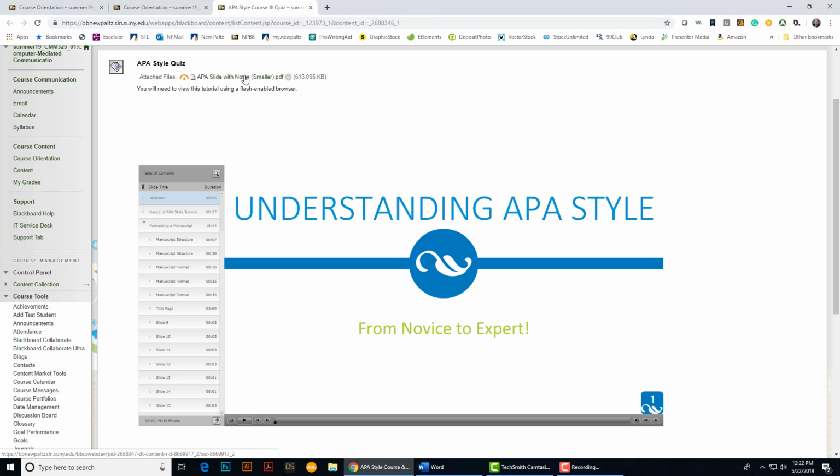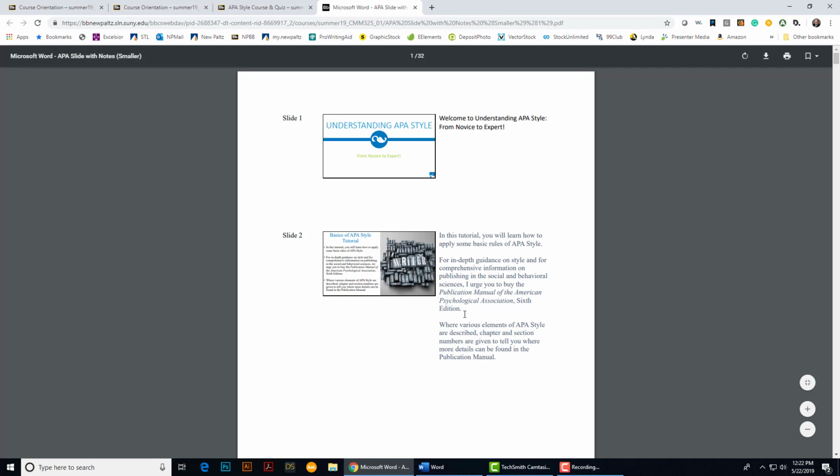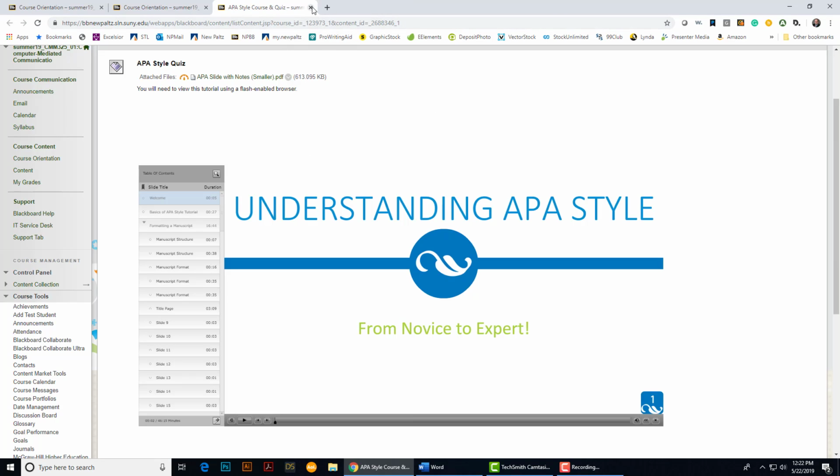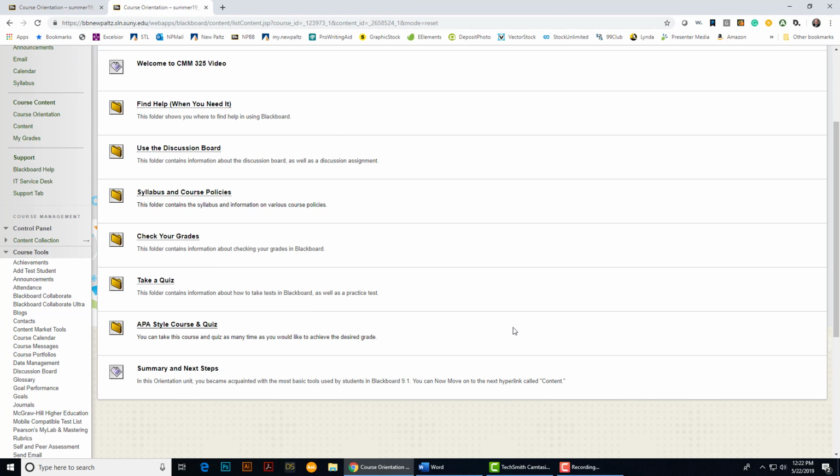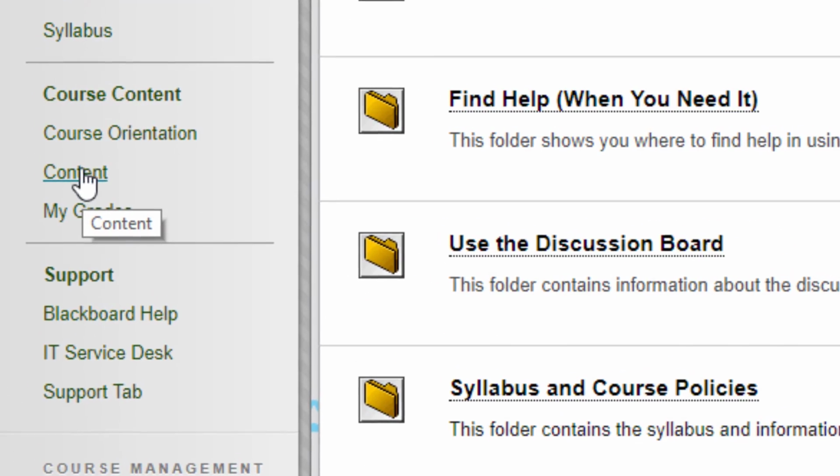I also here have a notes version. I'll pull it up so you can see it. This is basically each of the slides in the quiz with the actual information that I was reading. So you do have both of those for you right there. Okay, then you get the summary and next steps. The next step is to go into the content folder.